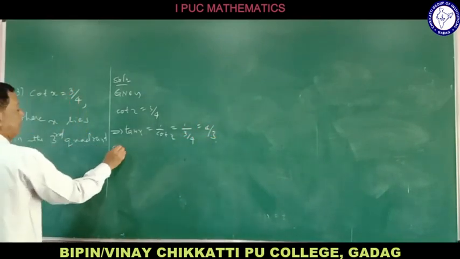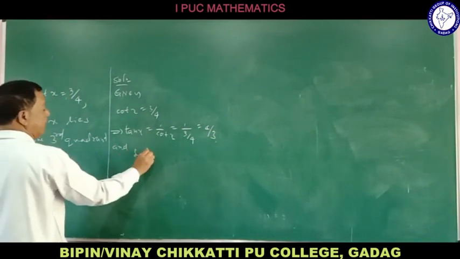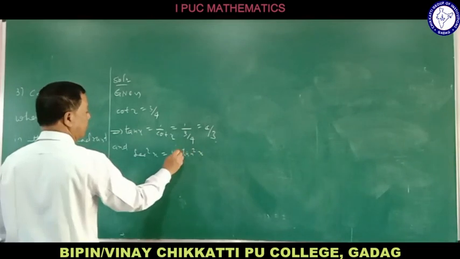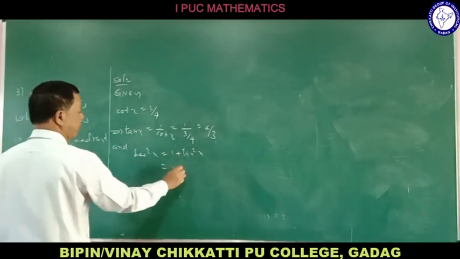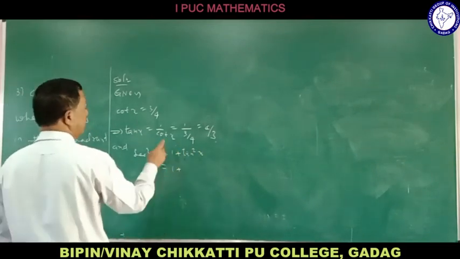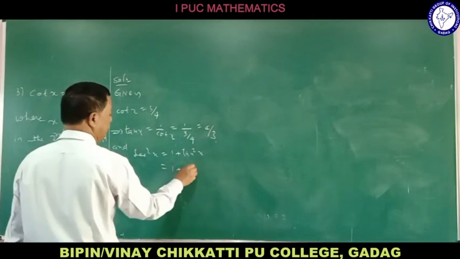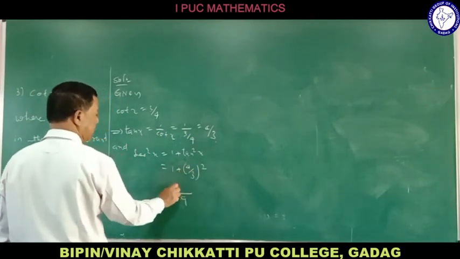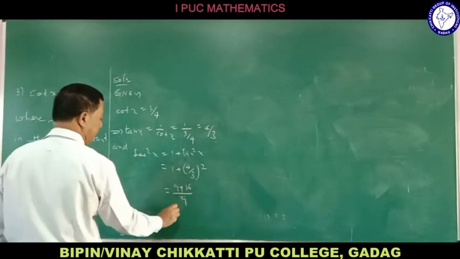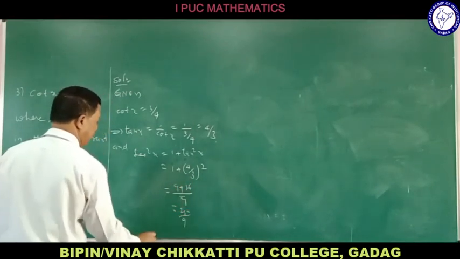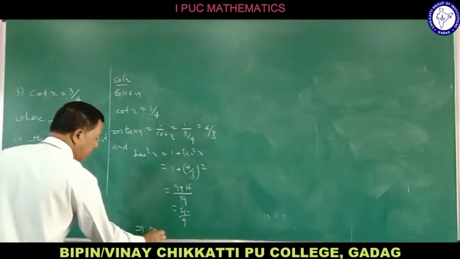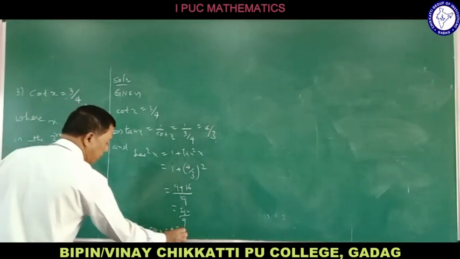And now secant square x is equal to 1 plus tan square x, and tan x is how much? Tan x is 4 by 3 whole square. So 9 plus 16, that is 25 by 9. So this implies sec x is equal to plus or minus 5 by 3.